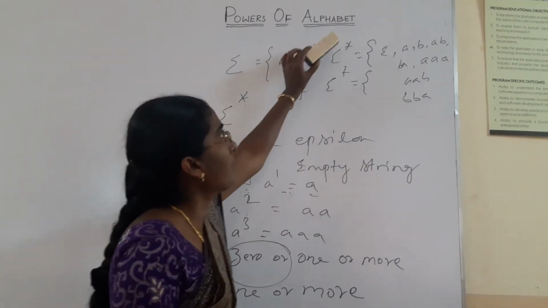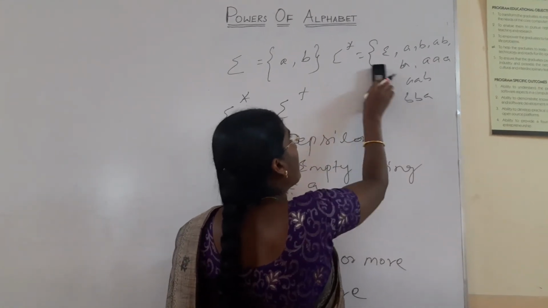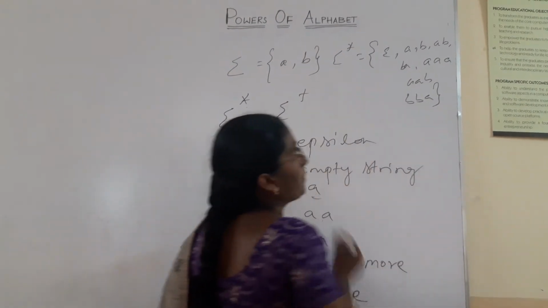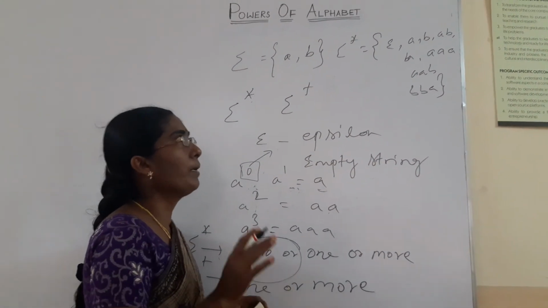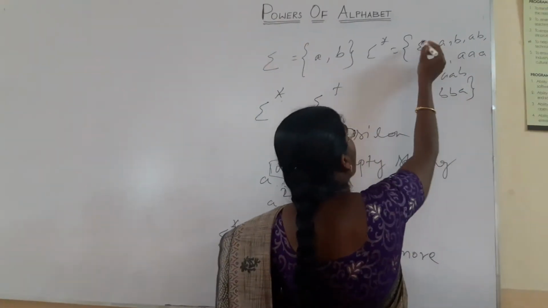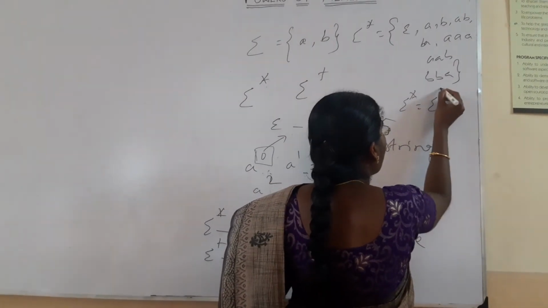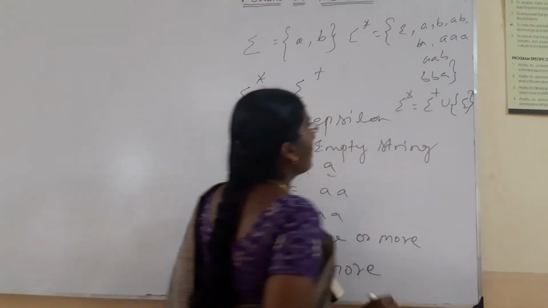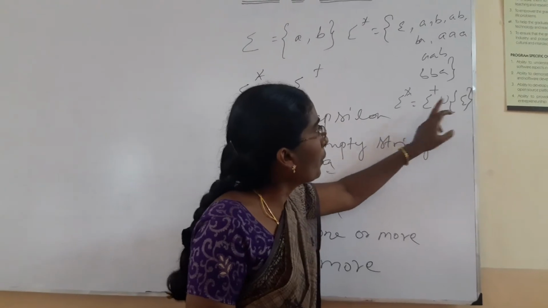This is summation star. And what is summation plus? The only difference is it excludes the epsilon symbol. At last we have to close this with the set bracket. Summation plus only excludes the symbol epsilon and the remaining are the same. So, since it excludes epsilon, summation star is equal to summation plus union epsilon, right? Simply we say summation star is equal to summation plus union epsilon.